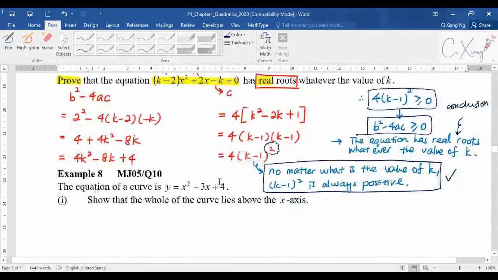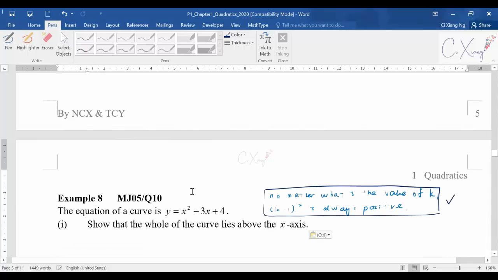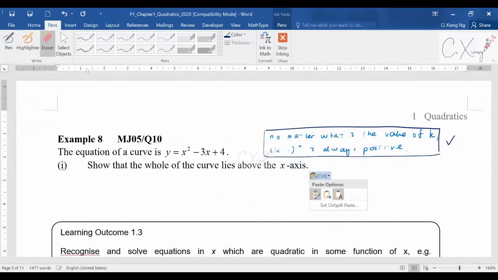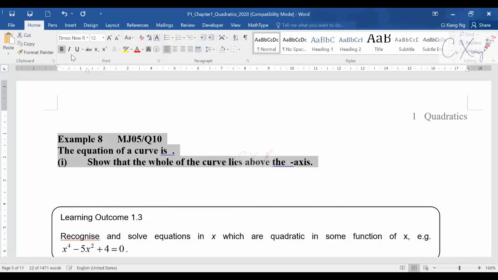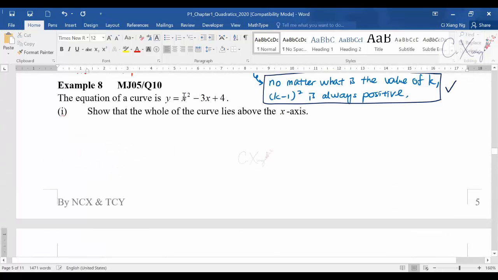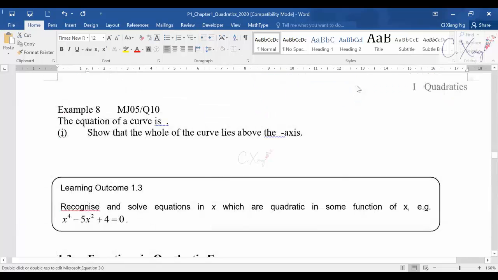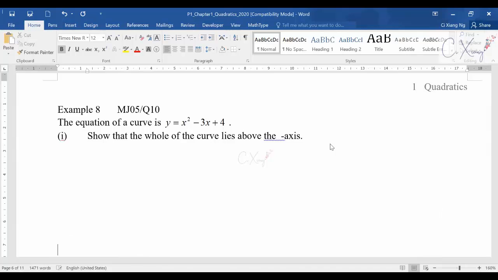Example 8. Don't bother about this now. Let's have a look at example 8. This is our question now. It is a paper question actually.